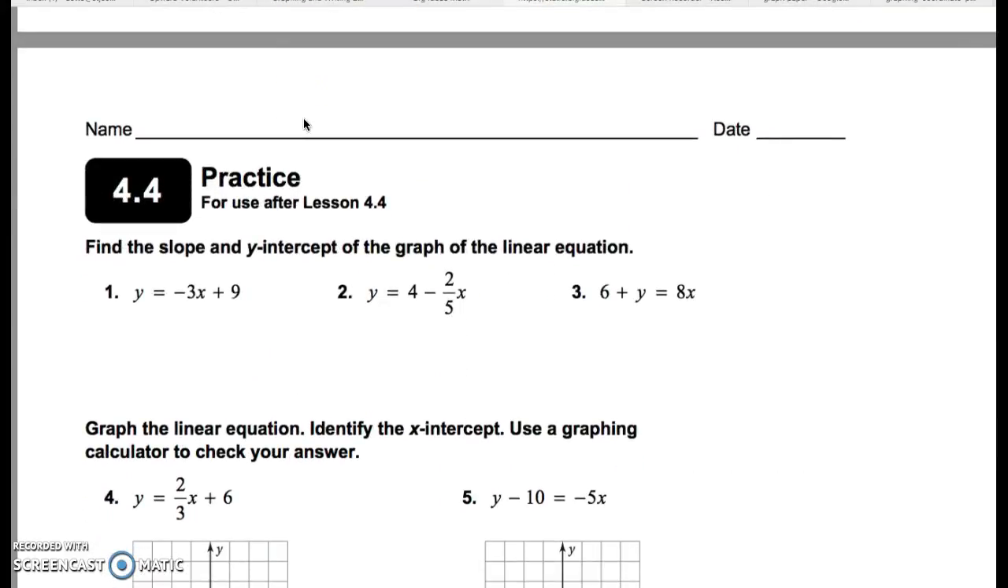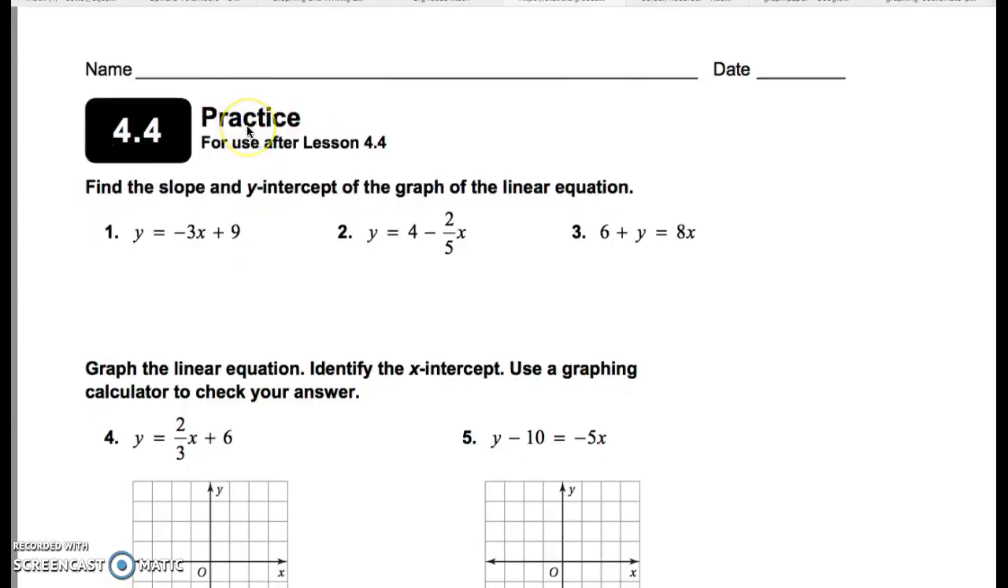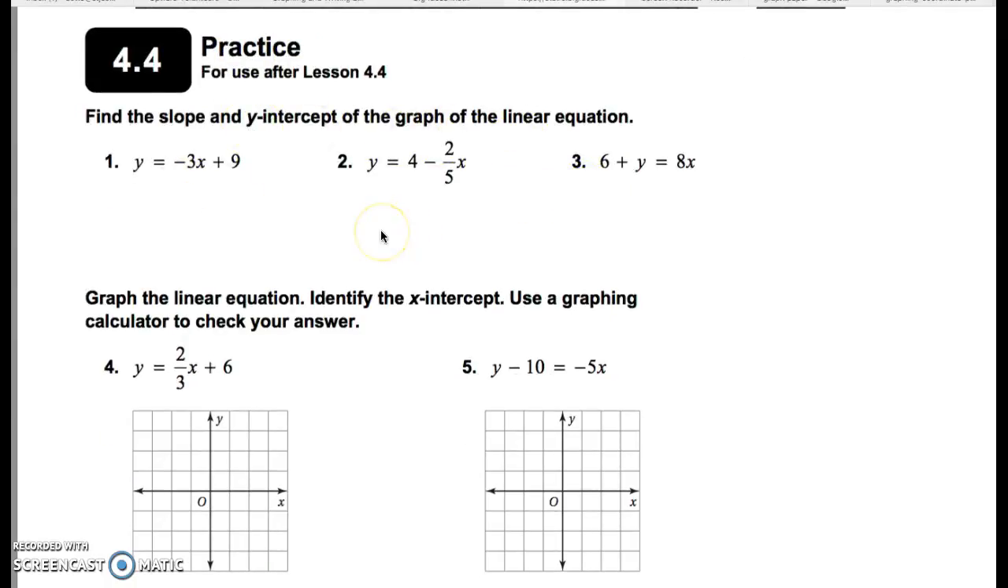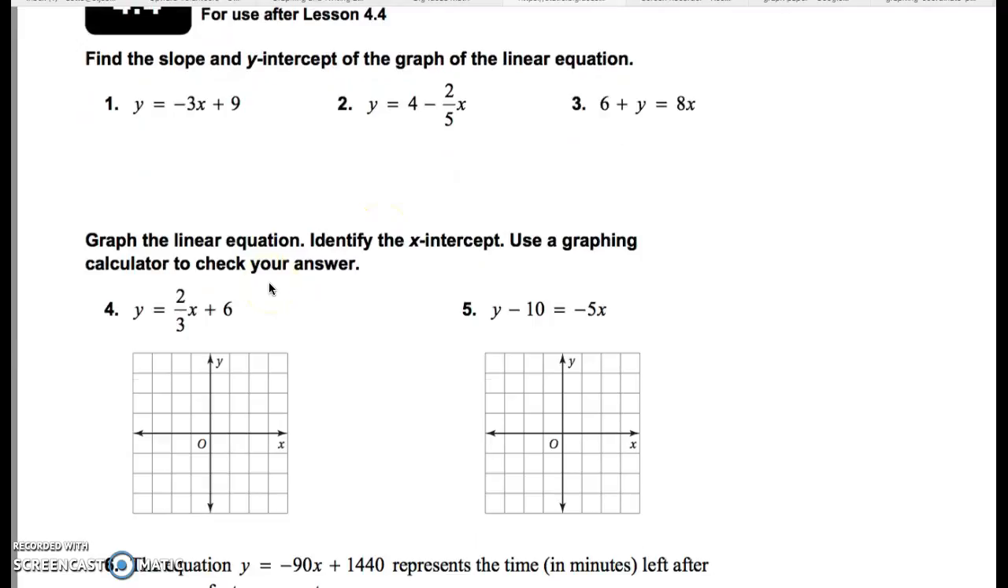Okay, so I'm coming down to the 4.4 practice page. We're just going to look at 1, 2, and 3 right now because I want to show you something real quick. All it says is find the slope and the y-intercept of the graph. So on number 1, first of all, is it in the right form? Is it in y equals mx plus b? Yes, the y is by itself. So m, your slope, is what's in front of the x. What's in front of the x? A -3. Your y-intercept is that other number tacked on. In this case, it's a 9. That one was really easy.